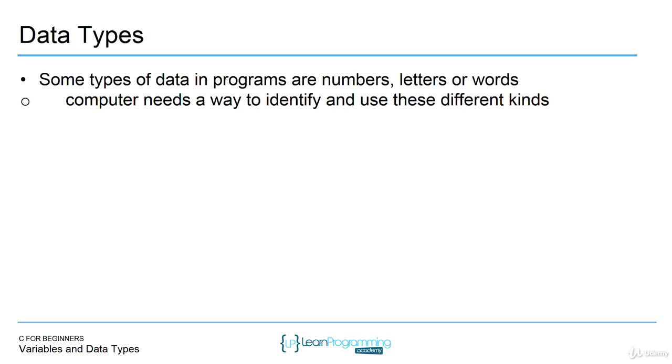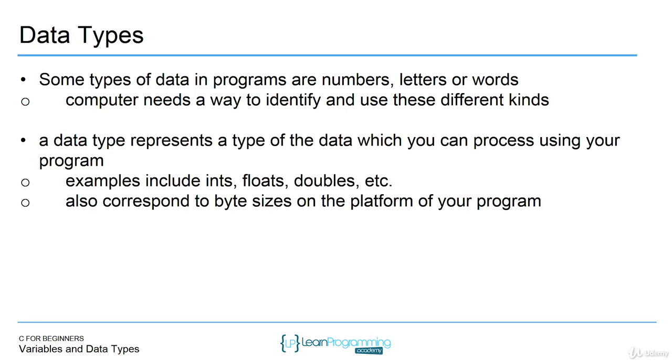So the computer, depending on that type of data, needs a way to identify it so that it can do certain things. It really just affects the size of the data in memory, how it's stored. So a data type represents a type of the data which you can process using your program. Examples of types of data I mentioned: numbers, letters, and words. Those are represented by specific keywords in the programming language. Examples of keywords in C that represent data types are int, float, and double. We're going to talk about these specific data types and what they mean in another lecture.